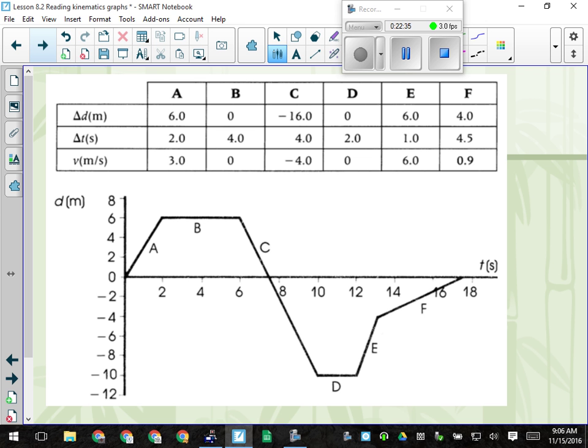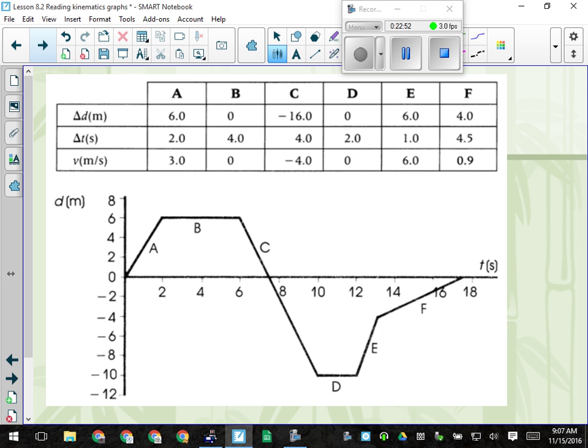In part D, it stopped. Part E, okay, it's going forward, forward again. Okay, and F, also going forward. Where is it going faster, E or F? E. Okay, how do I know it?